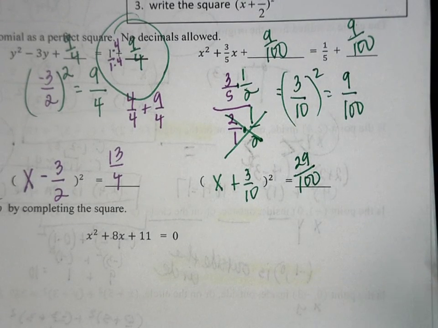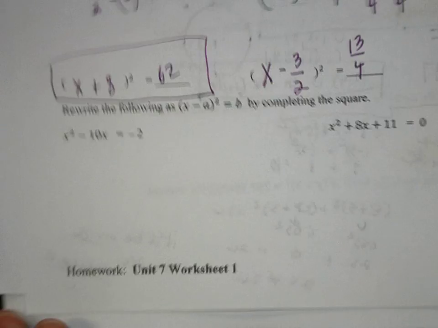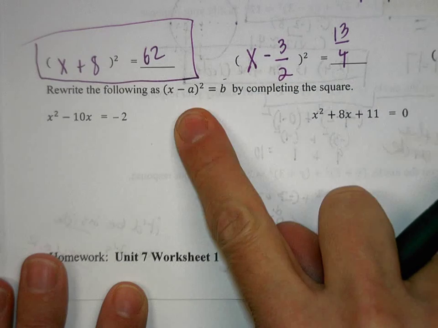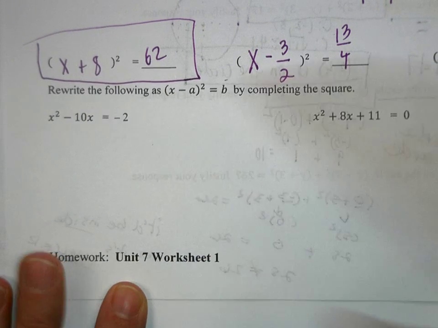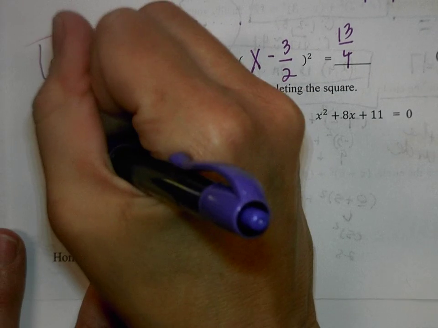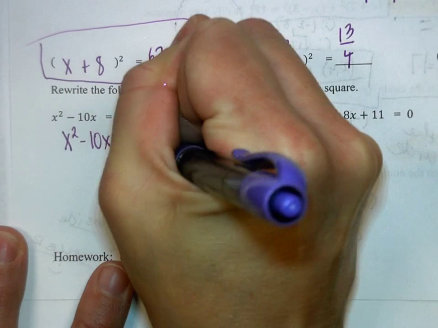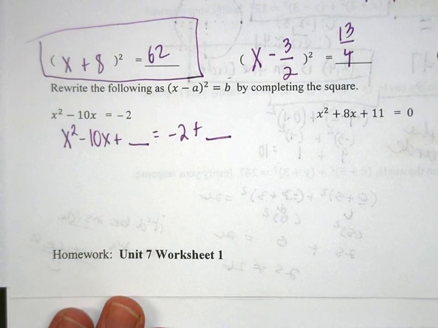Okay, last part here. So it says rewrite the following as x minus a squared equals b. So we're going to complete the square. This is just like the previous problems except they didn't put the blanks. So I'm going to kind of help you out. This is x squared minus 10x plus blank equals negative 2 plus blank. How do I do the perfect square? What do I do first?